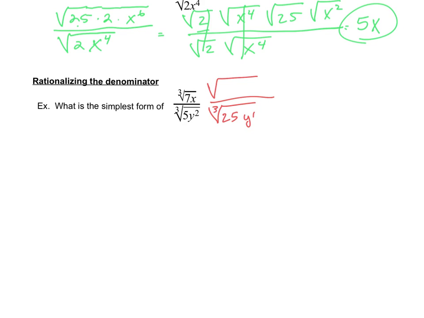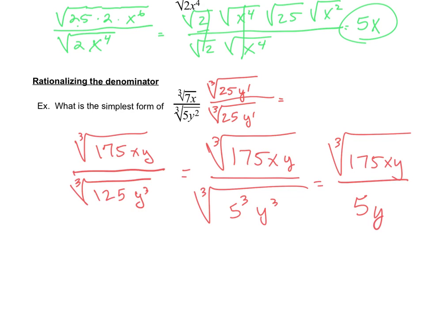And multiplying by the value of 1, I know that if I multiply the top by it, I must multiply the bottom by it. Now when I multiply these things out, and then finally, when we've simplified this out, of course, we had to rationalize the denominator, but we multiply everything out. And we have the cubed root of 175xy over the cubed root of 5 cubed and y cubed. So I'm able to simplify these radicals here, the denominator, and I have the cubed root of 175xy over 5y.